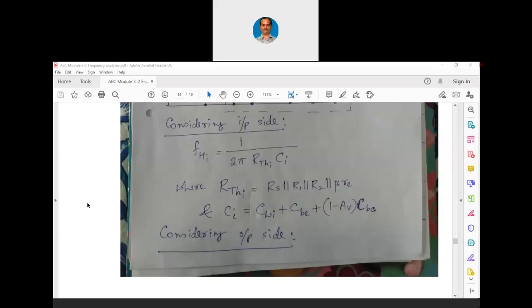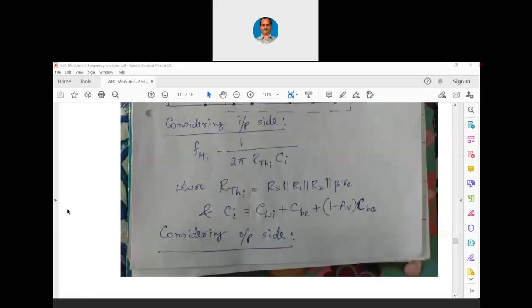And then Ci, the input capacitance, is what? CWI plus CBE plus (1 minus Av) into CBC. Now we have the feedback capacitance CBC, which is modeled at the input multiplied by (1 minus Av). Similarly, at the output we will have (1 minus 1 by Av). We are not ignoring that 1 here as of now.